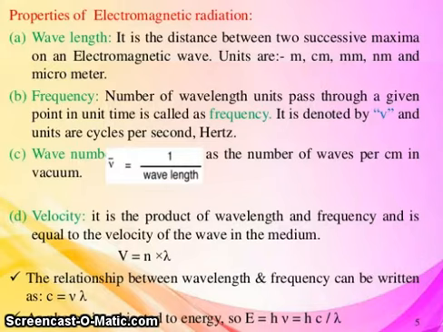Frequency: the number of wavelengths passing through a given point in unit time is called frequency. It is denoted by nu and its unit is cycles per second, Hertz. Wave number is 1 by wavelength, the number of waves per centimeter. Velocity is the product of wavelength and frequency and is equal to the velocity of the wave, v = nu lambda. The relationship between wavelength and frequency can be written as c = nu lambda. As a photon is subjected to energy, E = h nu = hc by lambda.